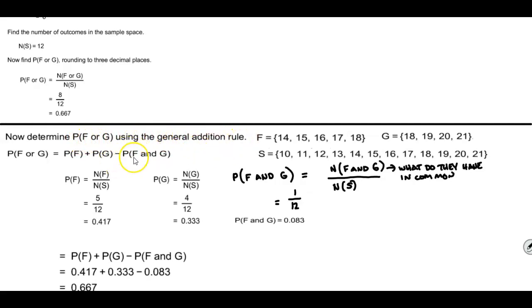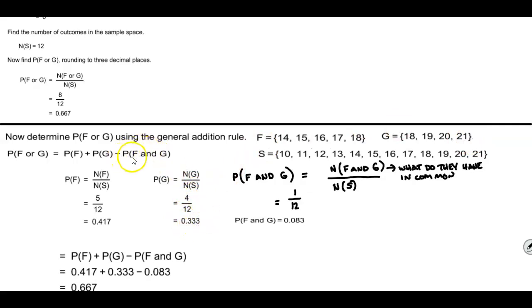Now we want to be able to know how to determine the probability of F or G using the general addition rule. The probability of F or G is equal to the probability of event F plus the probability of event G minus the probability of F and G. Now, the probability of event F, meaning how many elements do we have in F? So we have 1, 2, 3, 4, 5, and we're going to divide it by the total number that's in the sample space, which is 12. So 5 divided by 12 gives us 0.417. In the probability of G, well, we have 1, 2, 3, 4 numbers in G. So 4 divided by 12 gives us 0.333.